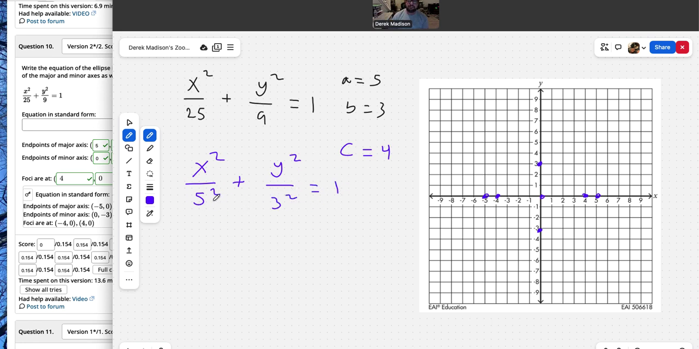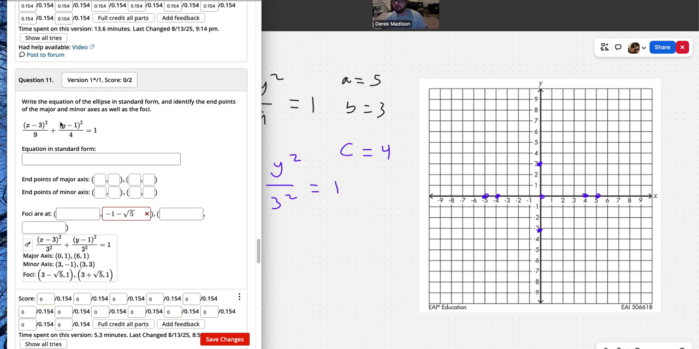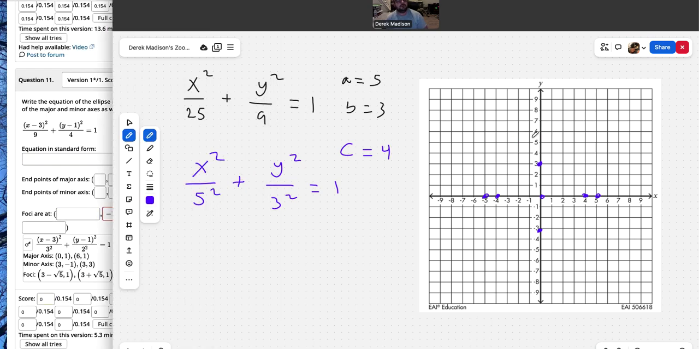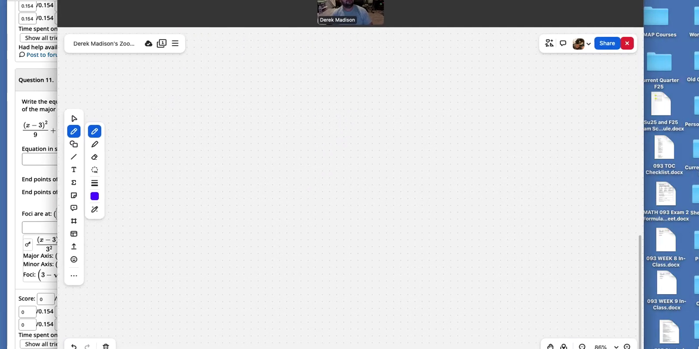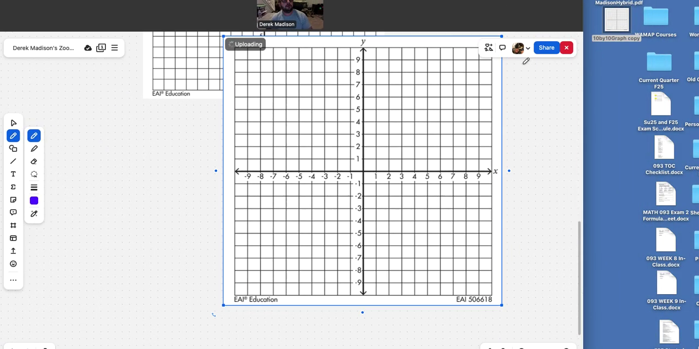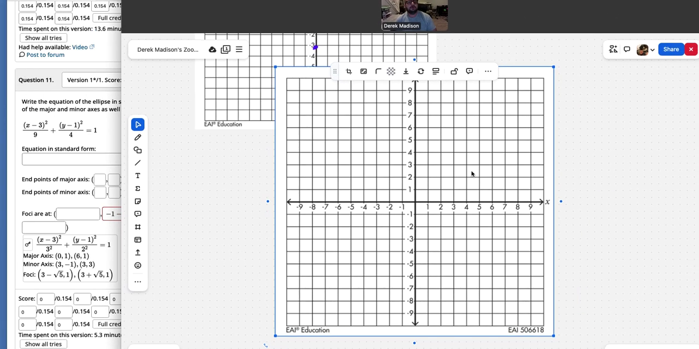Either one of those on the exam is totally fine. I think this is dumb. I wish they just did 25 and 9, but they don't. So that's what you need to type in that box right there for that one to work out. Let's take a look at this one, though, because that one's a little bit trickier in terms of the foci. So grab one more graph. Back over there.